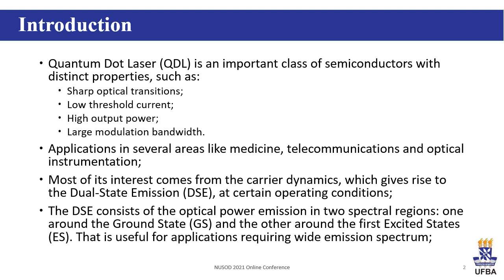And most of its interest comes from the carrier dynamics, which give rise to the dual-state emission (DSE) at certain operational conditions. The DSE consists of the optical power emission in two spectral regions, one around the ground state, the GS, and the other one around the first excited state, ES. That is useful for applications requiring a wide emission spectrum.